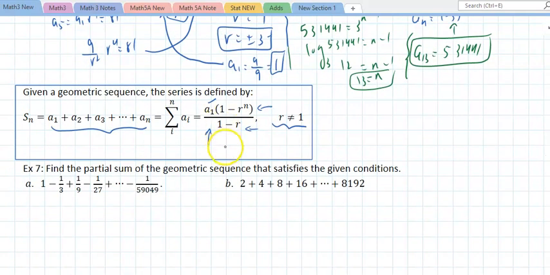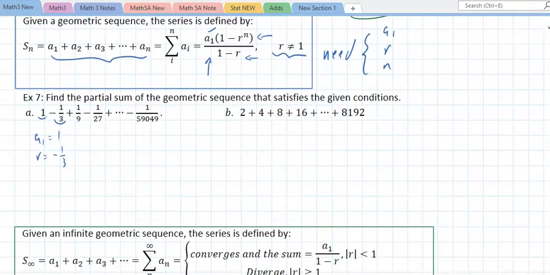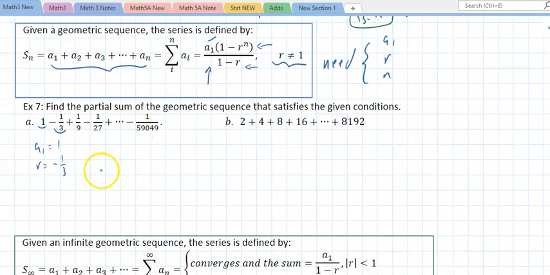What I need is the first term. So to use this, I need the first term, I need r, and I need n. Well, first term is 1, I got it. And r is, obviously, since that's a 1, take negative 1/3 divided by 1, that's negative 1/3. n, I don't have. I don't know how many terms those are.